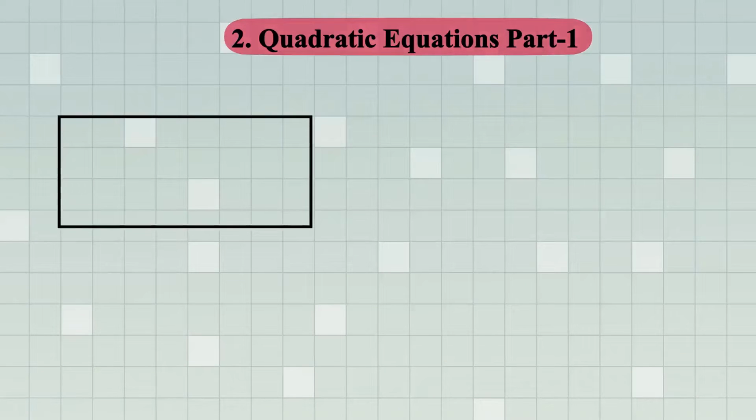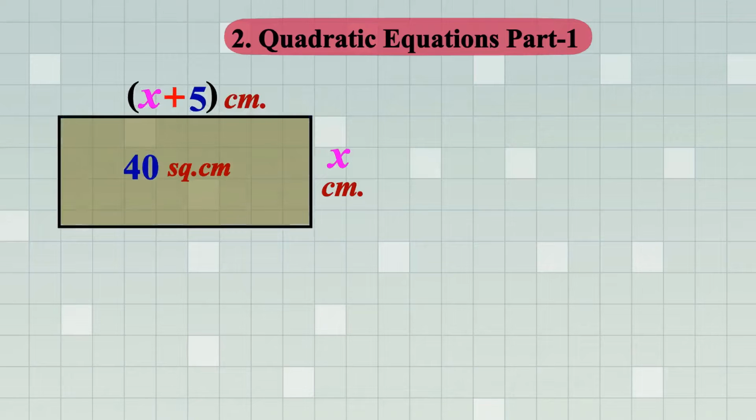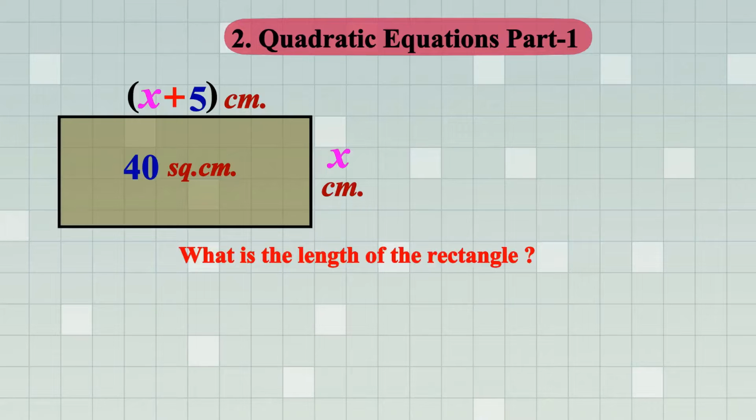Students, here you can see a rectangle. The breadth of this rectangle is x centimeter, length is 5 centimeter more than breadth. That is, length is x plus 5 centimeter. Here the area of rectangle is 40 square centimeter. Now, the question is, what is the length and breadth of the rectangle? Now, let us see how to find it.